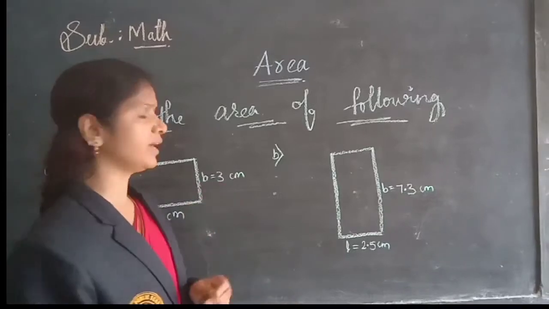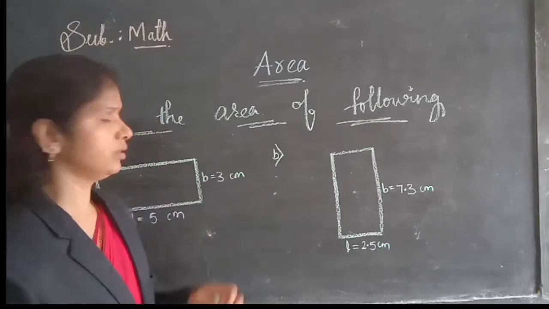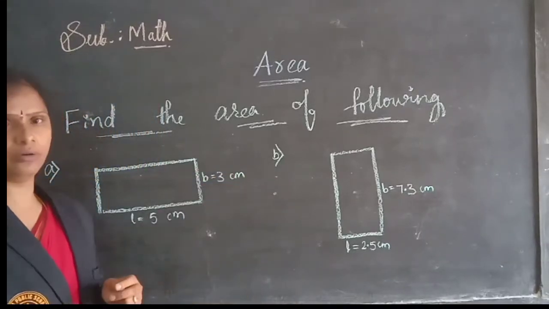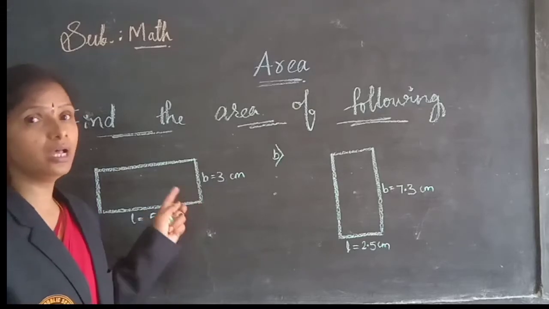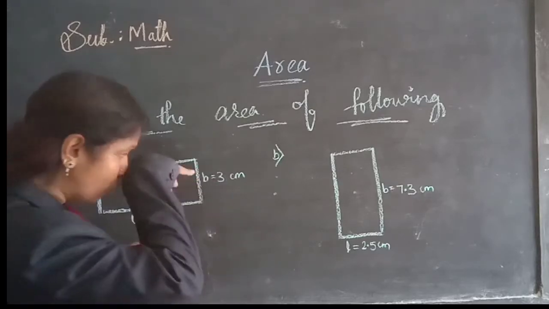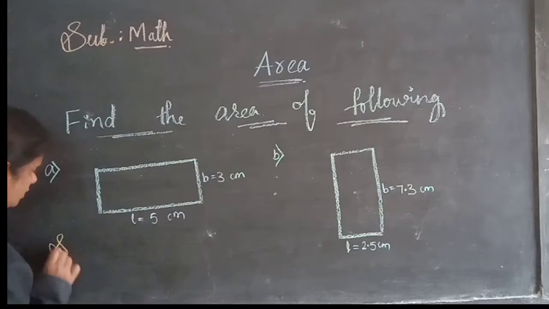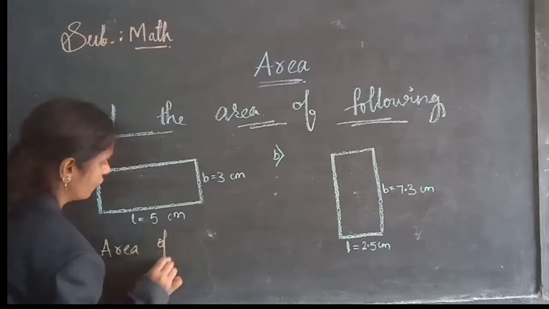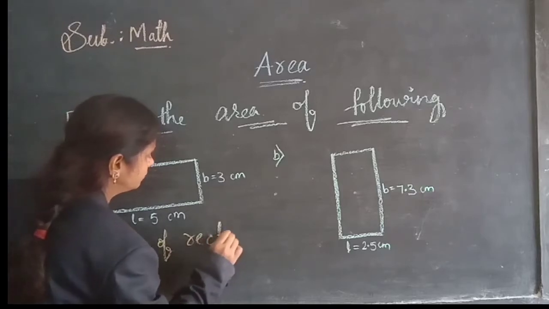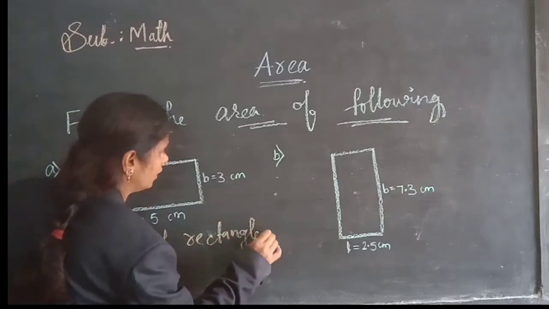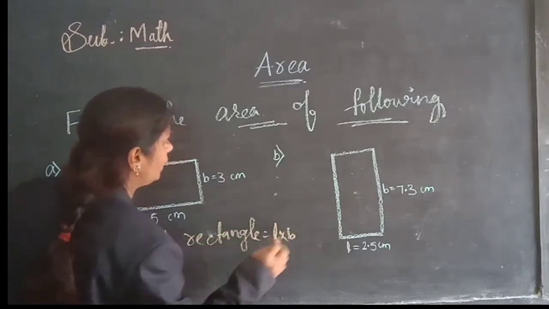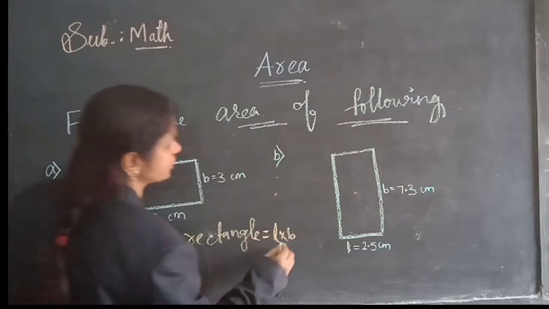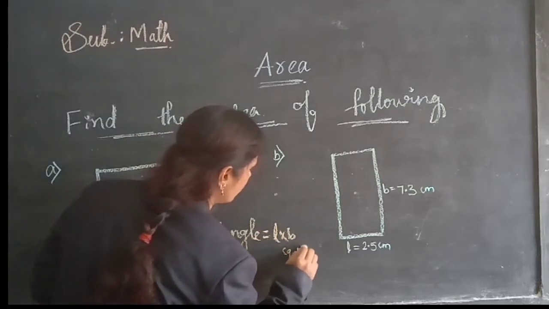Yes children, let's find the area of the given shapes here. What are these shapes here? Which shapes did I give here? Rectangular shape. Now what is the area of a rectangle here? The formula I gave you before. Area of rectangle is L into B square units. L into B square units.